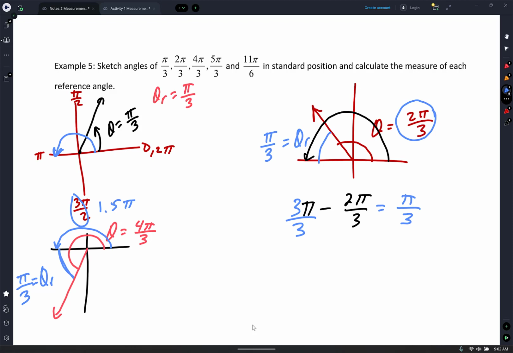If you don't like that, Chavez, I don't like that. Okay, then do this. Go 4 pi over 3 minus pi, and then do common denominator, 3 over 3. And then 4 pi minus 3 pi, that's just pi. Keep the denominator the same, pi over 3. So there, I'm giving you 2 ways to look at it, guys. Cool or not cool?